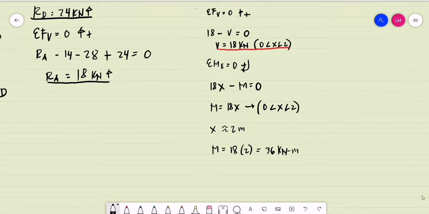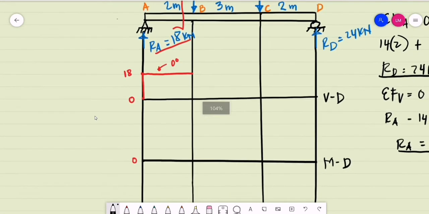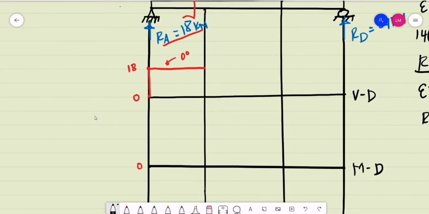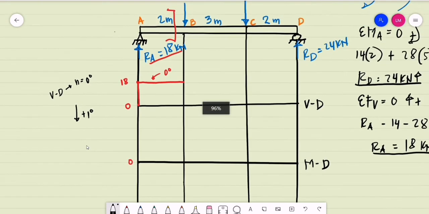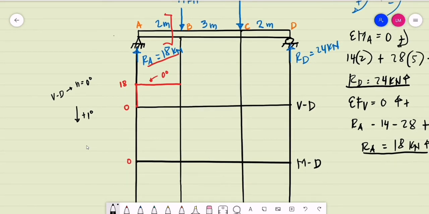Okay. So if you observe our shear diagram, the graph of the shear diagram, let's say n is the degree of the graph, is a 0 degree. As we go down, we increase the degree of our graph, so we add 1 degree. Obviously, point A is a pin support, that is a 0 moment.